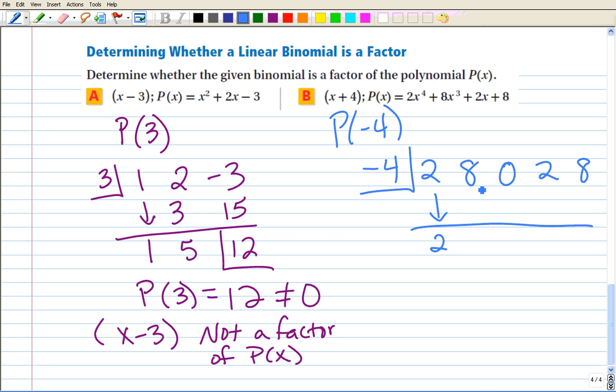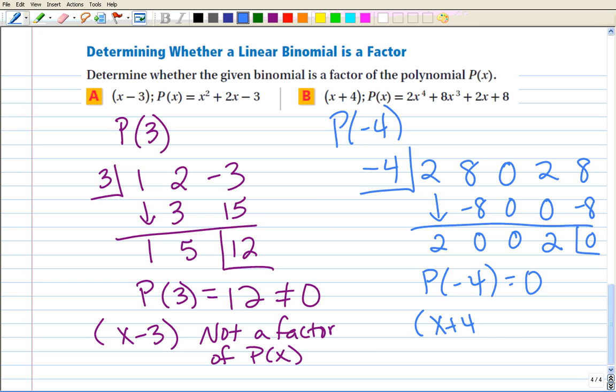So 2 times -4 is -8, plus 8 is 0. Times -4 is 0, plus 0 is 0. Times -4 is still 0, which adds to 2, and 2 times -4 is -8, and that adds to 0. So because p of -4 is equal to 0, that means that x plus 4 is a factor of p of x.